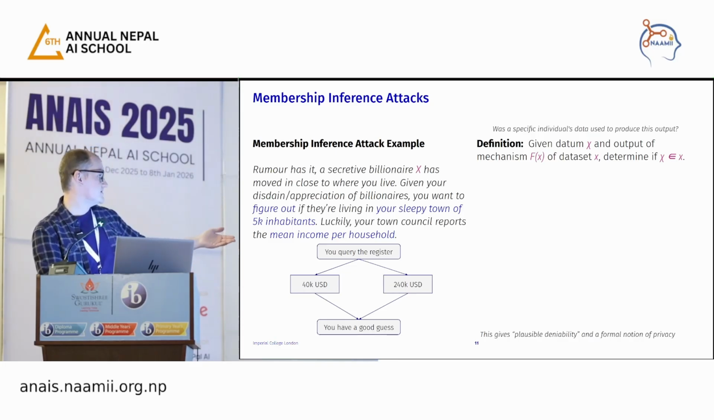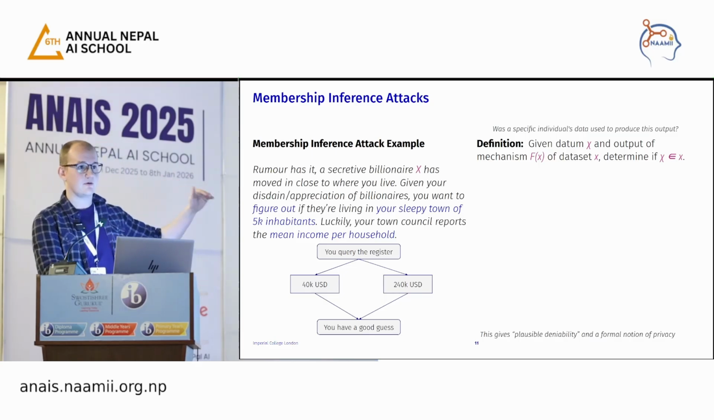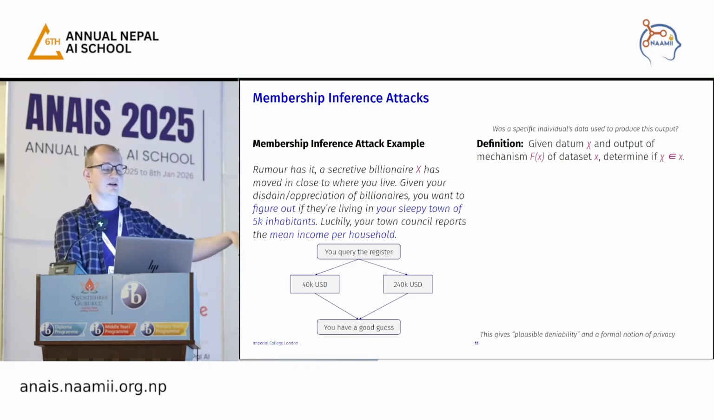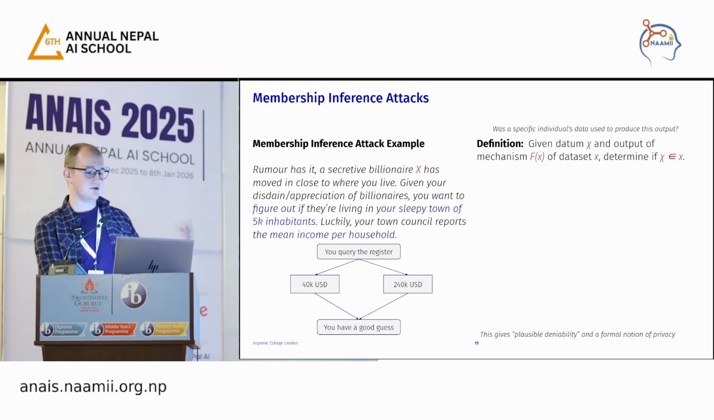And this also gives us a formal notion of privacy. So the strongest requirement that you can have is that you can't even tell whether someone has contributed to the output, whether they were part of the initial data set that was used to calculate this output, for example, the average or train an AI model.